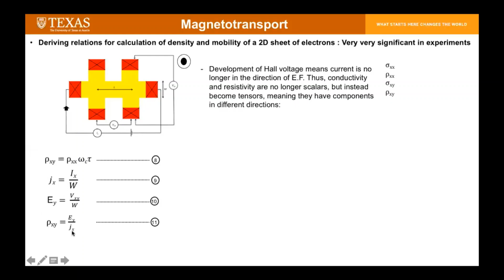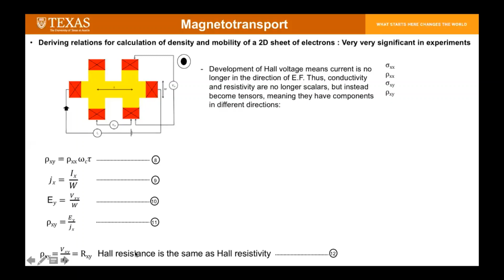Again, this is the definition of resistivity. So you just divide these two quantities and you get a result which is very important for 2D systems. You get rid of the width of the Hall bar. The Hall resistance is the same as the Hall resistivity for a 2D system. And this is a very important result for 2D systems.